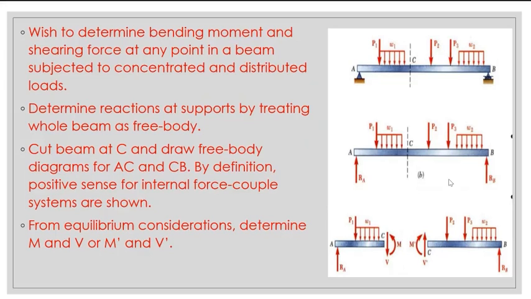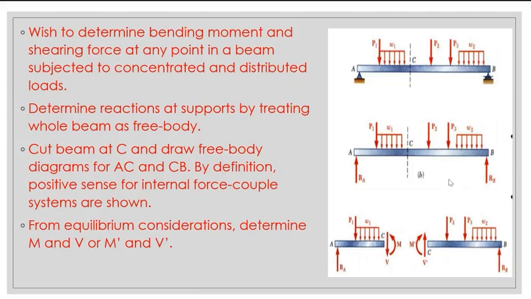Now, if we want to determine the bending moment and shearing force at any point in a beam, which is subjected to either concentrated or distributed or both loads, we first need to treat that beam as a single body so that we can find the reactions at its supports. Then we cut the beam at a point, let us say that point is C, and draw two free body diagrams, one for section AC and one for section CB. Now we apply the equations of equilibrium so that we can find the values of V and M.